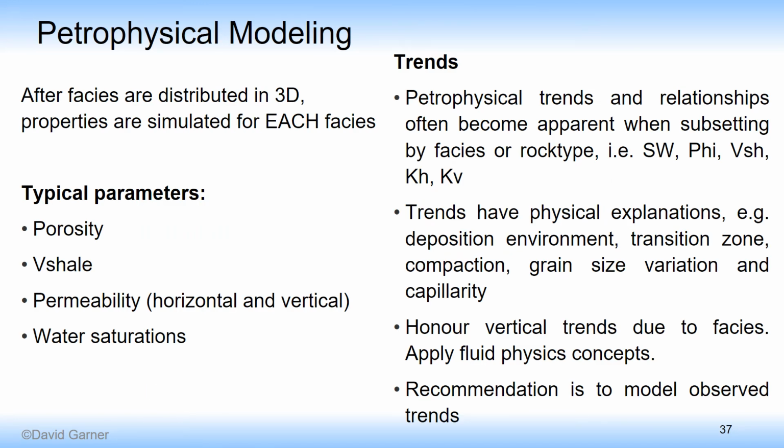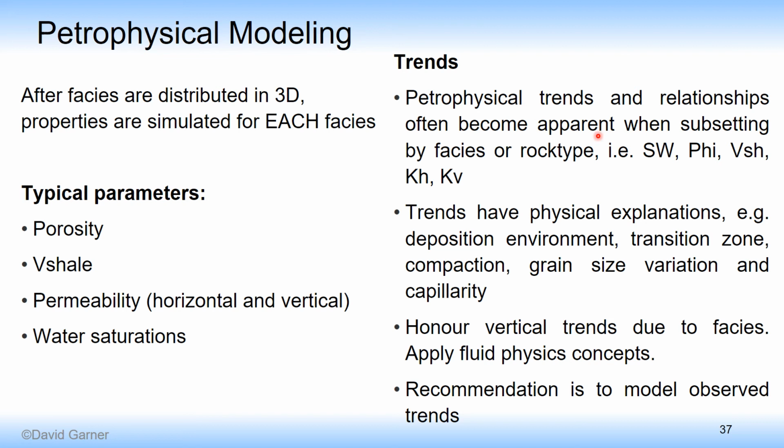So if we're working on improving our facies models, well, then we need the full heterogeneity petrophysical model. So within each facies, we simulate properties in 3D. And those are typical parameters. We can extend that to mechanical parameters as well. So we have these. Then trends. Trends are very important. If we see trends, we should model them.